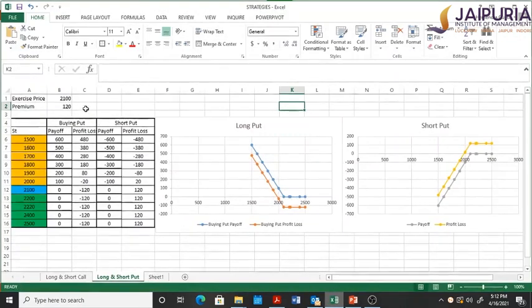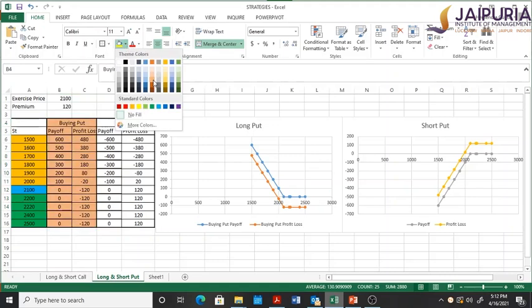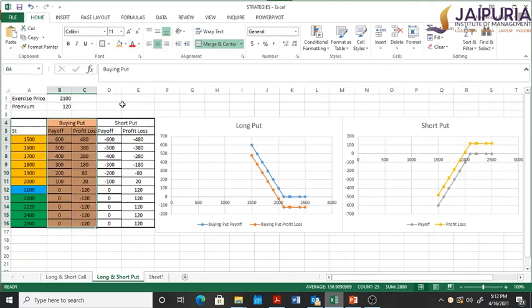So here you can look at the Excel calculations. Here the exercise price is taken as 2100 rupees. The premium is taken as rupees 120. So this part indicates the payoff and profit and loss for the buyer of a put option. So let's see what is happening. It's a buyer of a put option.